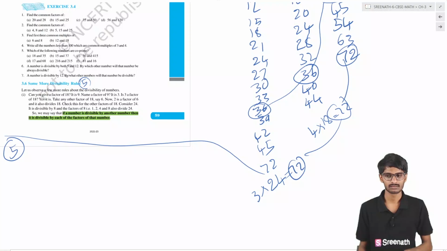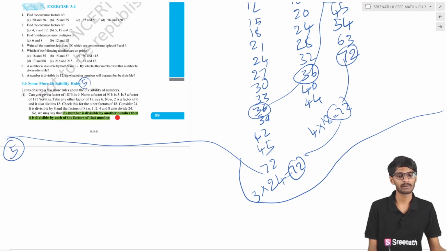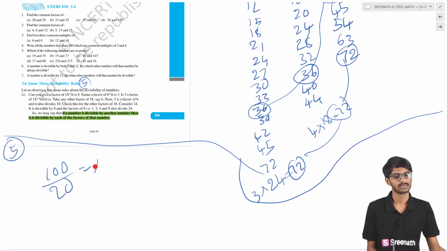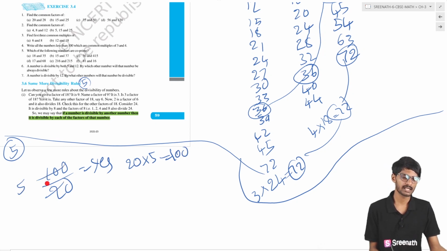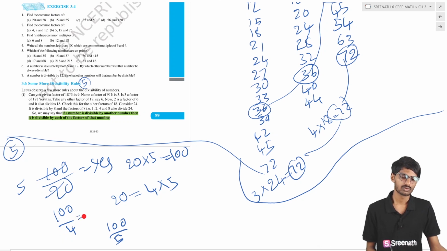In this fifth topic, we have some more divisibility rules. What are the rules? If a number is divisible by another number, then it is divisible by each factor of that number also. Suppose 100 is divisible by 20. Yes, it is divisible. How? 20 times 5 is 100. What are the factors of 20? The factors of 20 are 4 and 5. Now this 100 is divisible by 4, and this 100 is divisible by 5 also. In this case you get 25, and in this case you get 20.